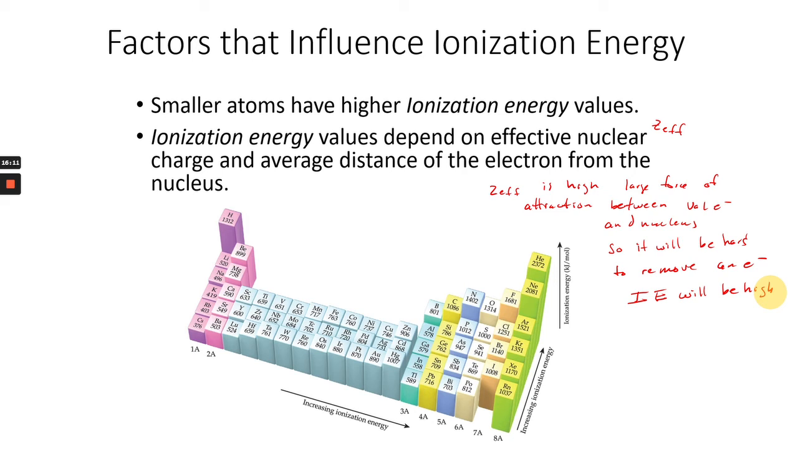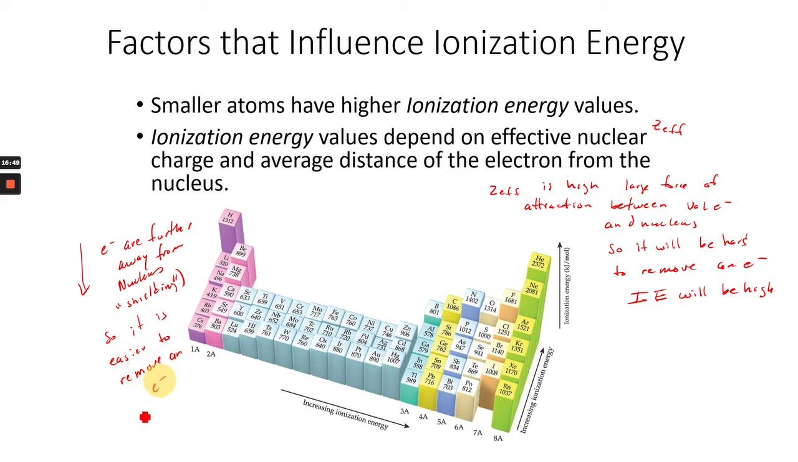So remember, there's two competing forces here. Z effective is the nuclear charge, and then there's the average distance of the electrons from the nucleus. And as we go down a group, our electrons are further away from the nucleus because of shielding. So it is easier to remove an electron. So ionization energy will be low. And see that? It's decreasing as you go down, but it's increasing as you go across.